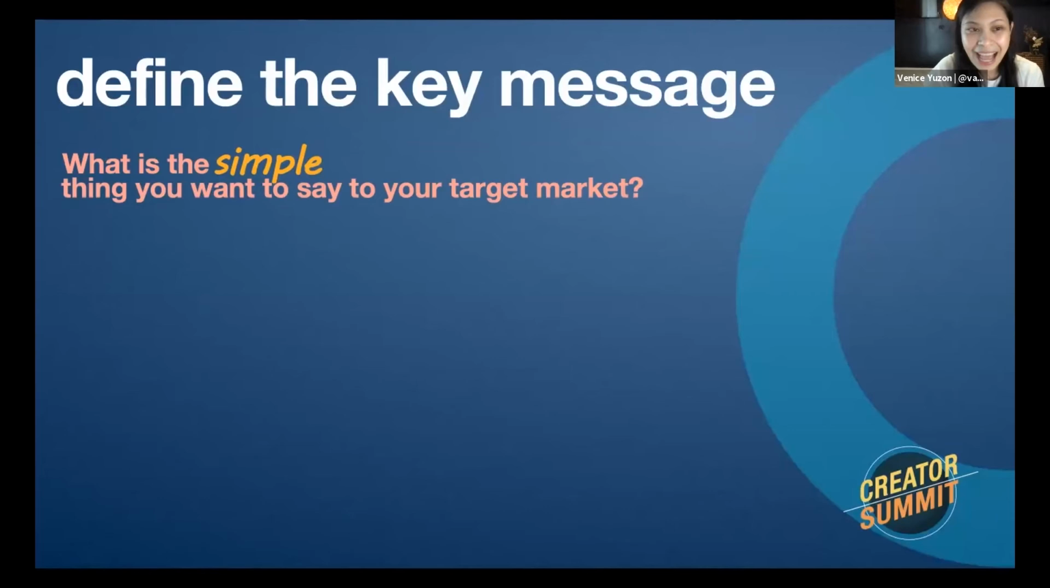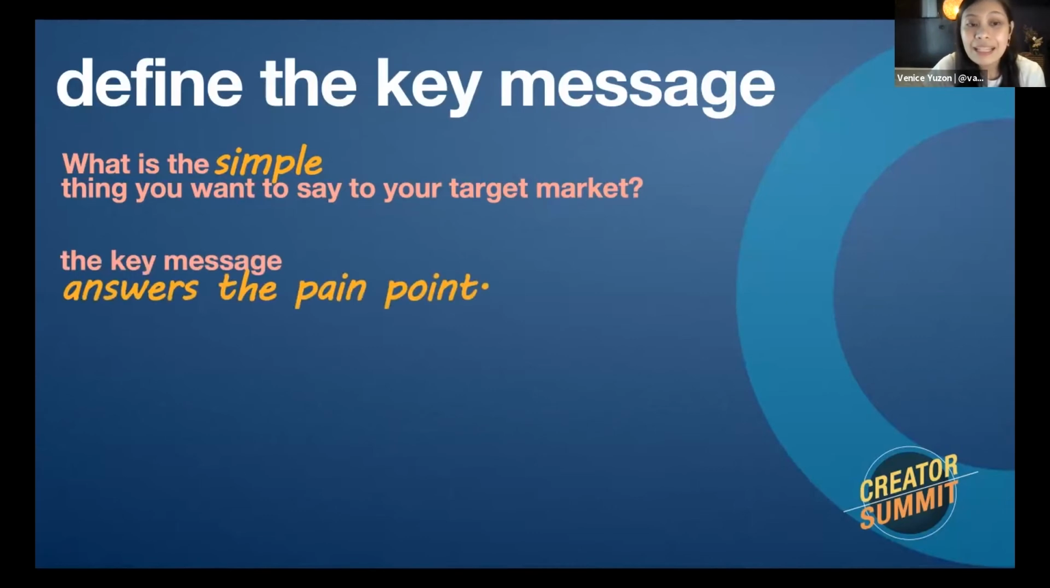Simple, it doesn't mean it has to be long. It doesn't mean also that you will use highfalutin words in your key message. You'll be amazed on how simple key messages are. But it has to be very simple. It has to be direct. And it has to say what you want to say to your target market. And most importantly, the key message answers the pain point. So whatever the pain point is, whatever the hugot is, it's like you're giving a solution to the pain point.